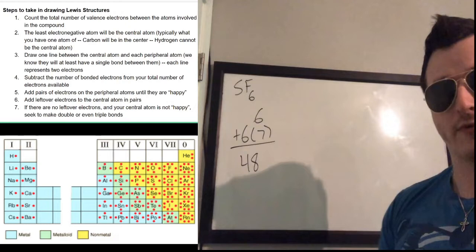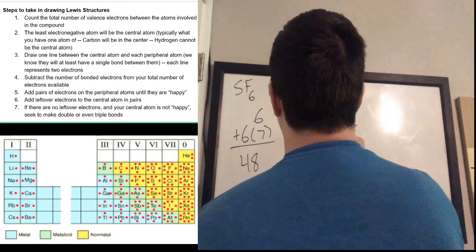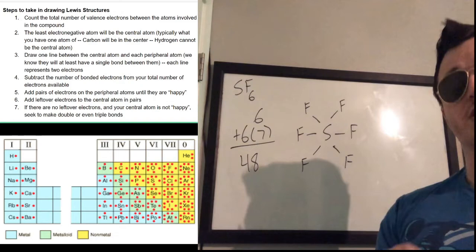Sulfur is going to go in the middle because I only have 1 copy of it. And we're going to try to divvy up these fluorines however we see fit. Remember, two-dimensionally drawing these on the page is not how they actually look three-dimensionally, but it gives you a good idea on where the electrons are positioned. We will talk about how they actually look three-dimensionally in the next video, and that's something called VSEPR.